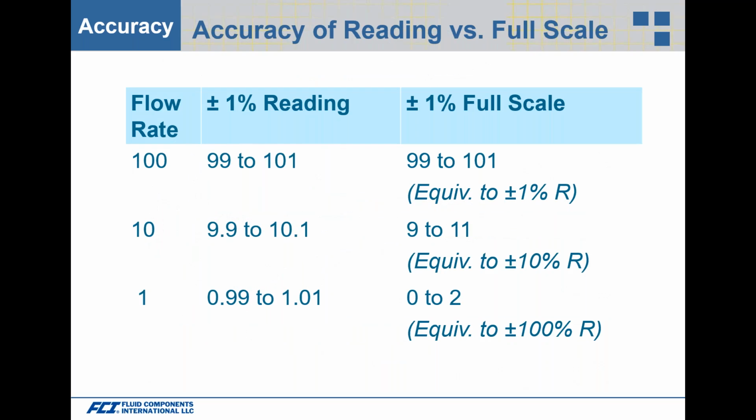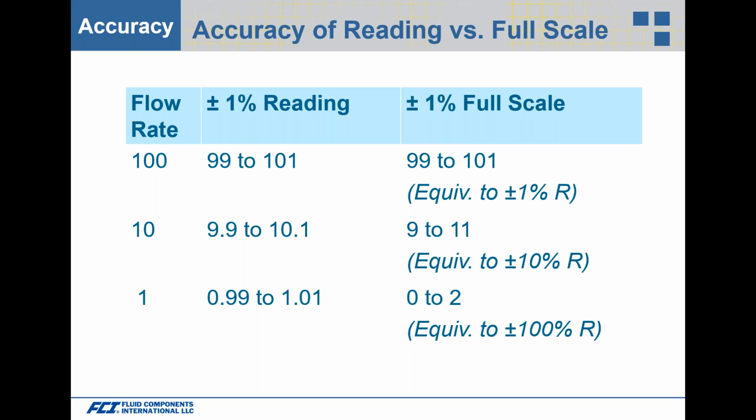So if you compare that plus or minus 1% of reading with a plus or minus 1% of full scale. If I have a maximum flow rate of 100, my plus or minus 1% of reading is 99 to 101. Plus or minus 1% of full scale, 99 to 101. They're the same. If I look at the low flow of 10 normal cubic meters per hour, 9.9 to 10.1 would be the plus or minus 1% of reading. But plus or minus 1% of full scale, again, I'm using that maximum at 100, is 1.